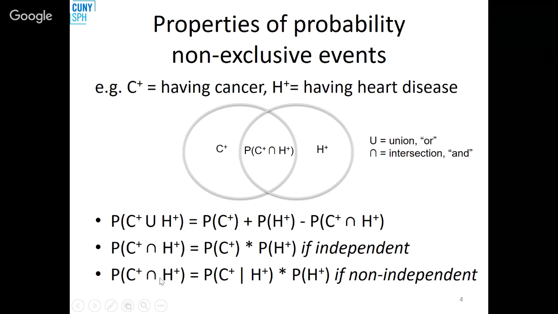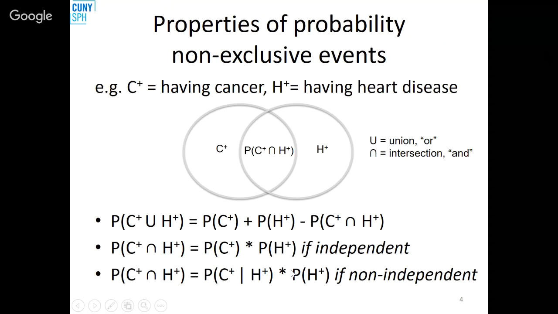There's another way that I could write this intersection, this probability of both. Can anyone tell me what that is? Almost the same as this, but a little bit different. What's another way that I could write this probability of having cancer and heart disease, besides the way I've written it here?